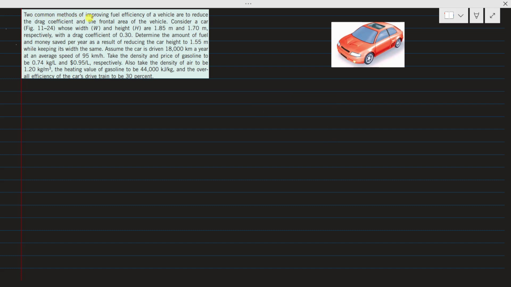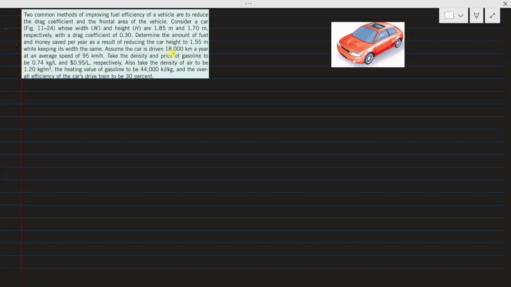Two common methods of improving fuel efficiency of vehicles are to reduce the drag coefficient and the frontal area of the vehicle. Consider a car that is shown in this figure, whose width and height are 1.85 meters and 1.7 meters respectively, with a drag coefficient of 0.3. Determine the amount of fuel and money saved per year as a result of reducing the car height to 1.55 meters while keeping its width the same.